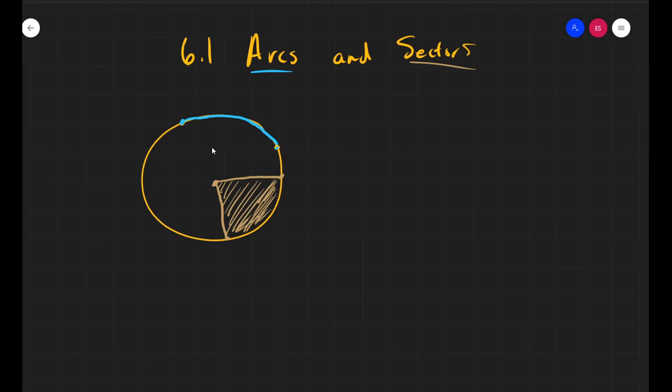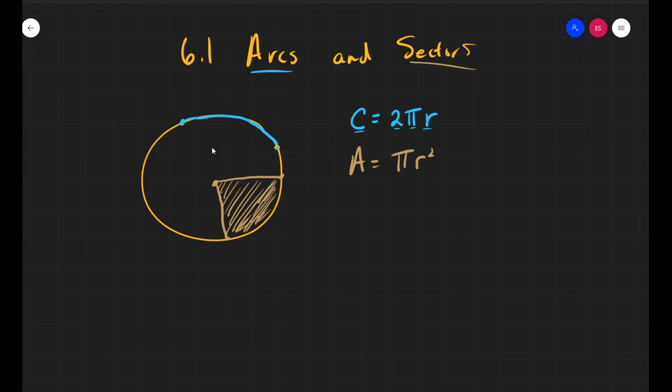So let's remind ourselves of a couple formulas. So for the circumference of a circle, the distance around a circle, is equal to 2 times pi times the radius of the circle. Okay, so whatever the radius of the circle is, we multiply that by 2 and multiply that by pi, and that'll give us the distance all the way around our circle. That gives us our circumference.